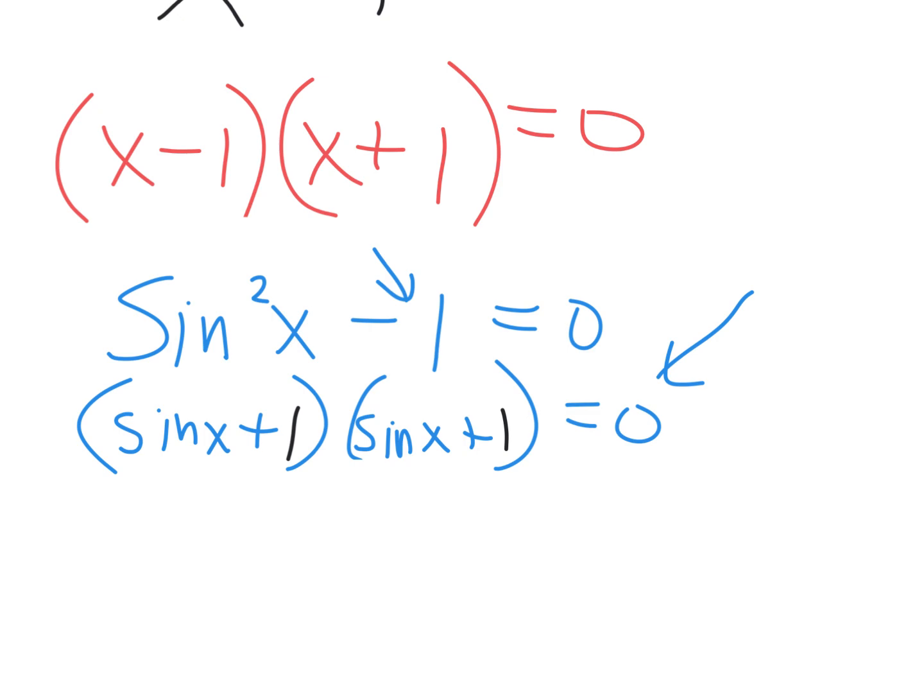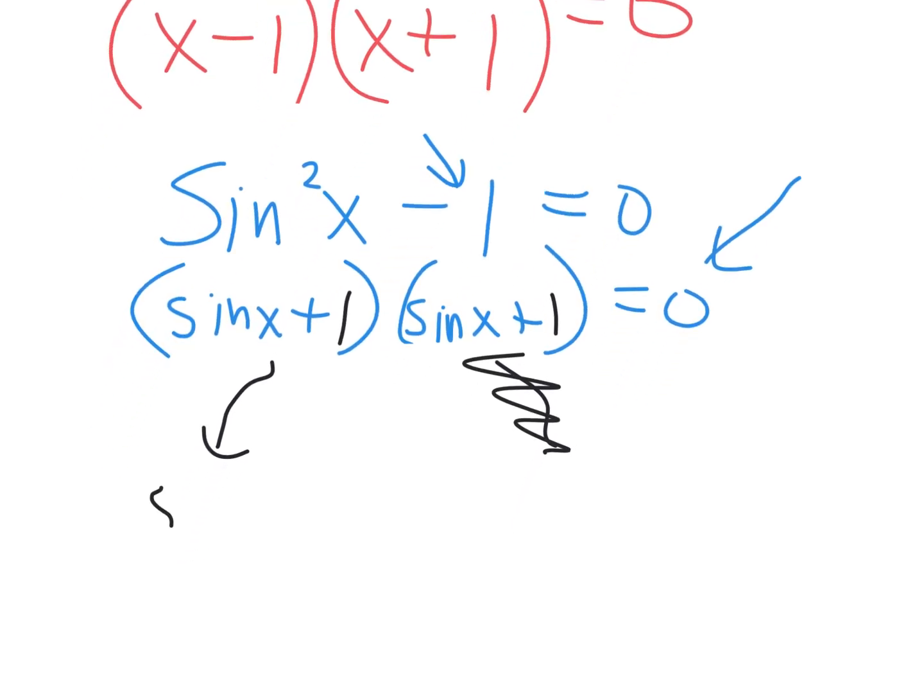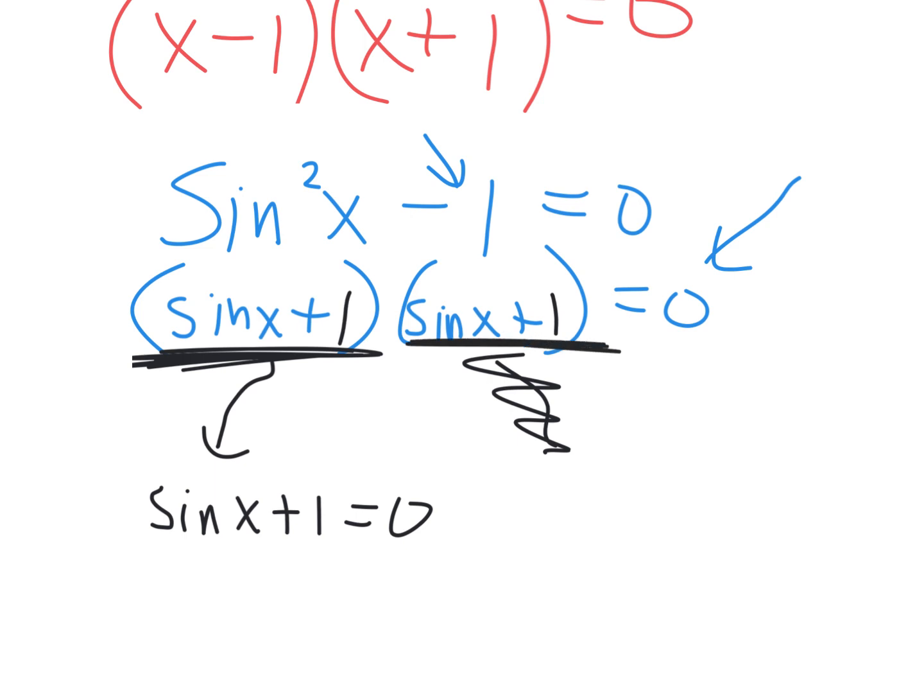The answer is, what is x? So at this point, you'd set this one and this one, but they're the same, so no sense in doing it twice, equal to 0. Everybody do this, please. Sine x plus 1 equals 0. Why? Because you can set this part equal to 0 and that part equal to 0. You've been doing that since literally 7th grade.